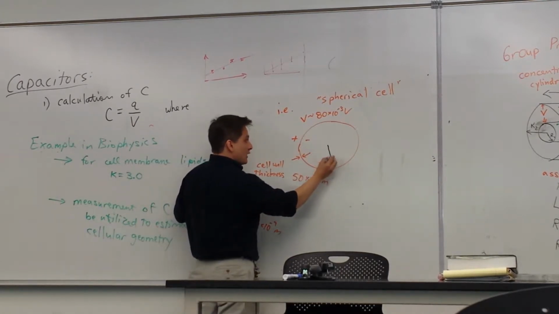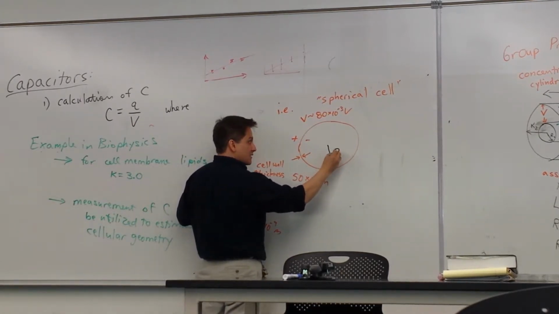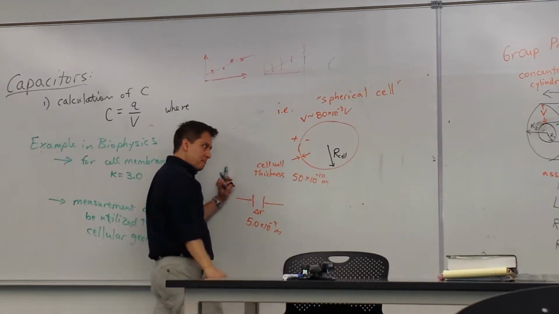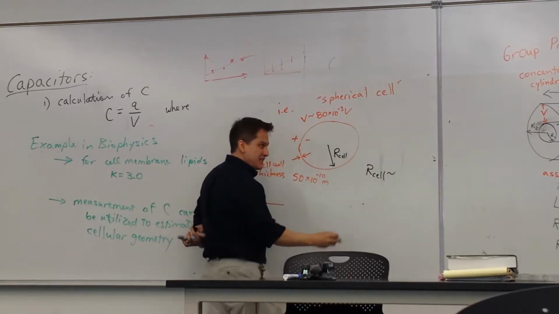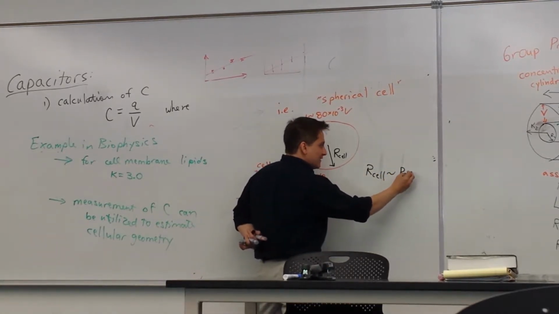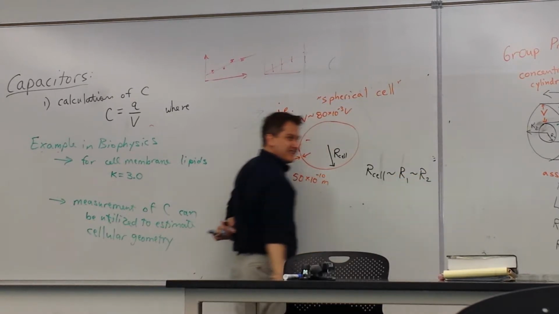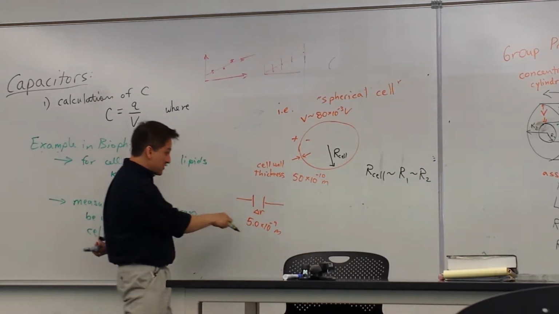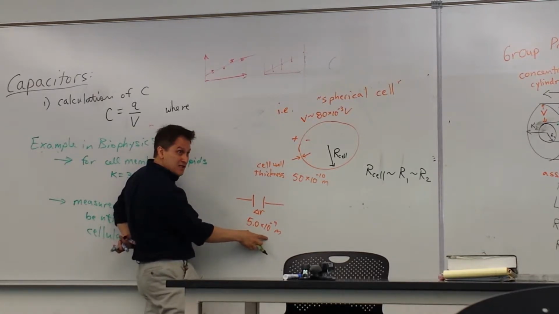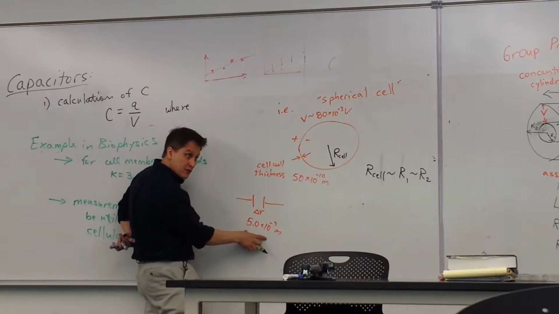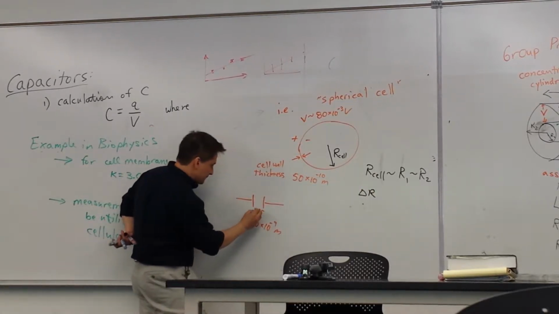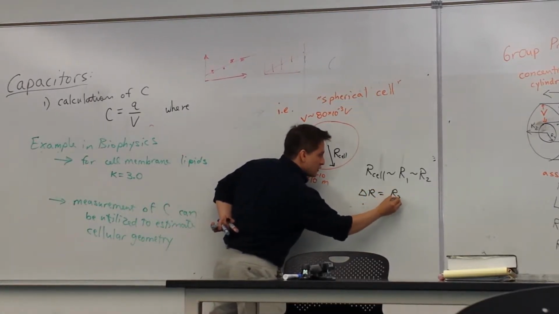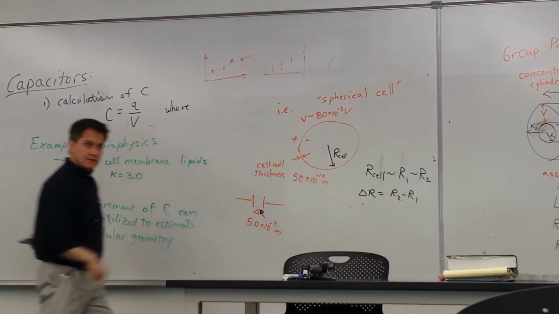Now, the cell will have a certain radius. Let's call it R cell. And the radius of the cell is approximately equal to R1, which is approximately equal to R2. Now, R2 minus R1 is this value. Okay? So it's not that it's insignificant. You've got to be careful rounding, certainly. But delta R, as I should have called it, big R, is R2 minus R1. So it's a functional value.